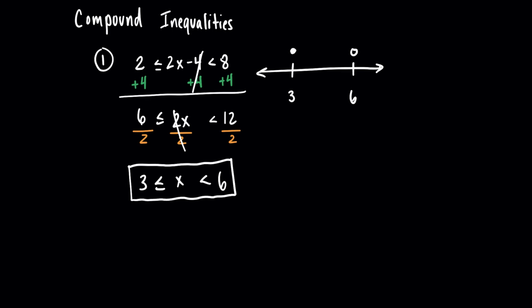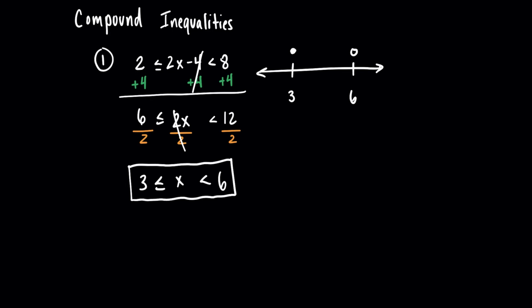So the question is, what part should be shaded here? And I'm going to say that it should be everything in between 3 and 6. The green area is good. The red area is bad. What's wrong with the red area here? The red area here is not less than 6.